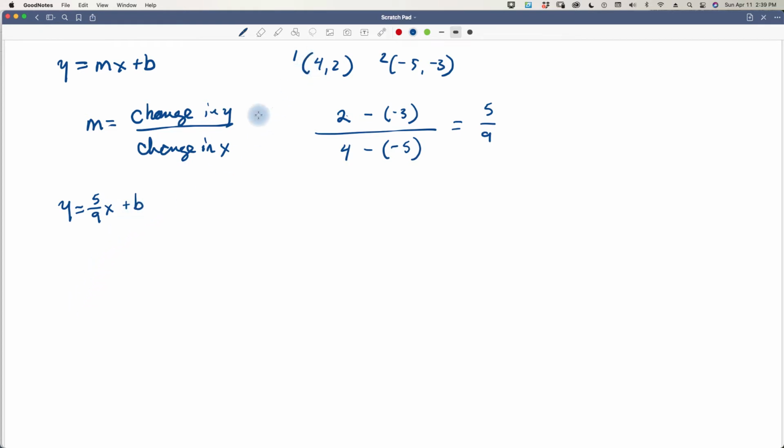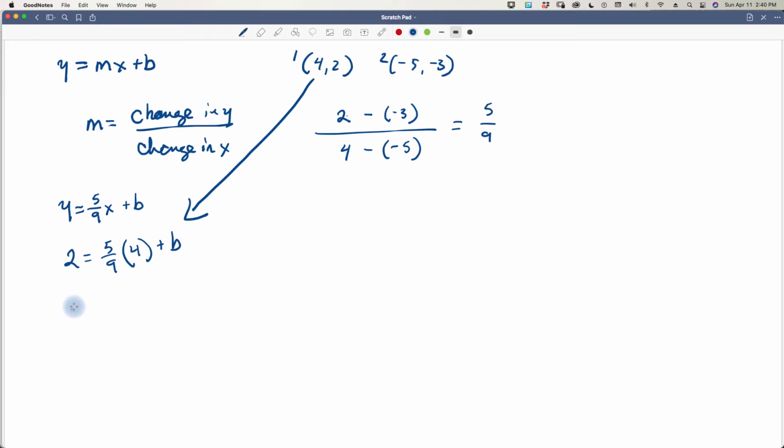So in the first point's case, we can put in 2 for y and 4 for x, and then we're able to solve for b. You see where I did that? I took that and dropped it in. Now we're only left with this b variable, and we can solve for that because everything else is coefficients or whole numbers. All right, so let's go ahead and calculate here.